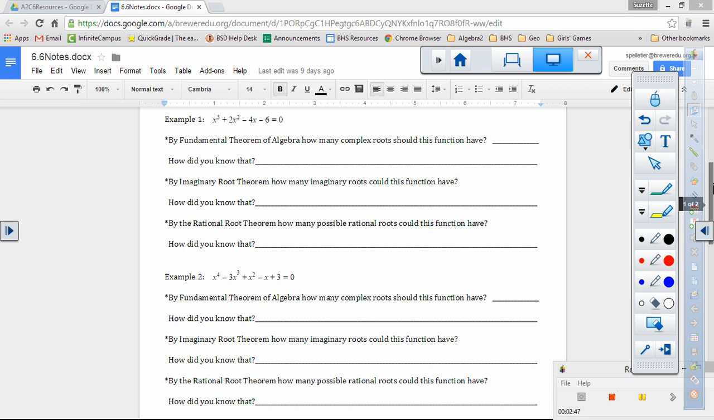By the fundamental theorem of algebra, how many complex roots should this function have? Now remember, complex includes all of the roots: rational, irrational, or imaginary. So how many of all of the different kinds of roots should this function have? The answer is 3. How do we know that? Because the degree is 3, x to the third.